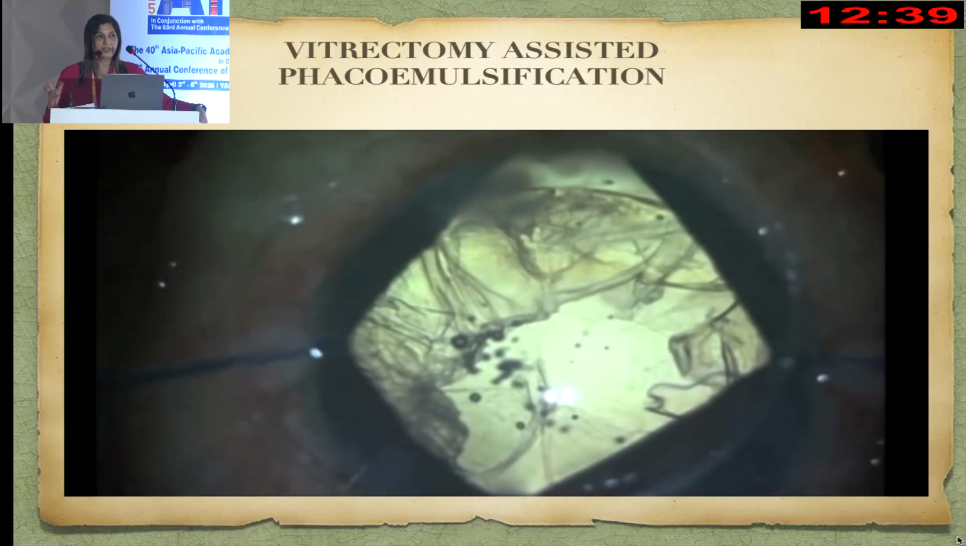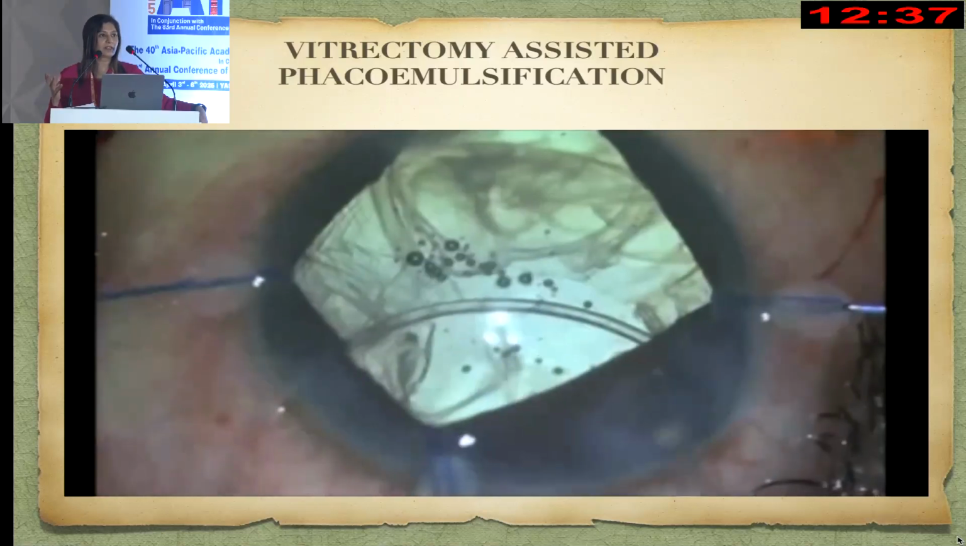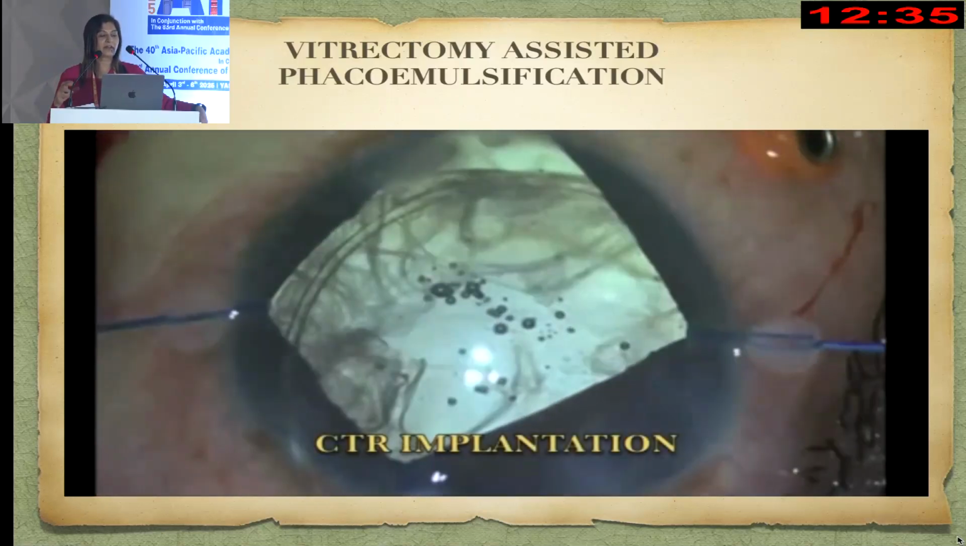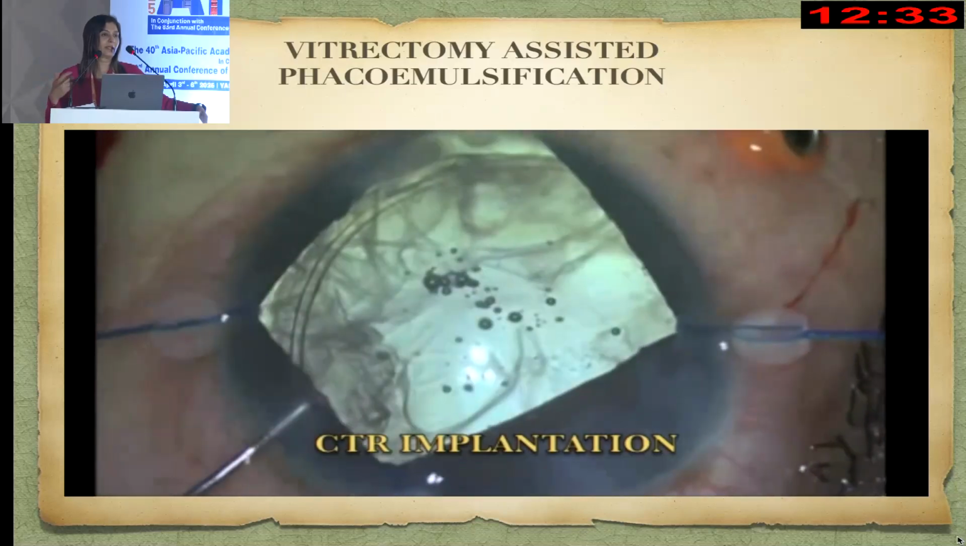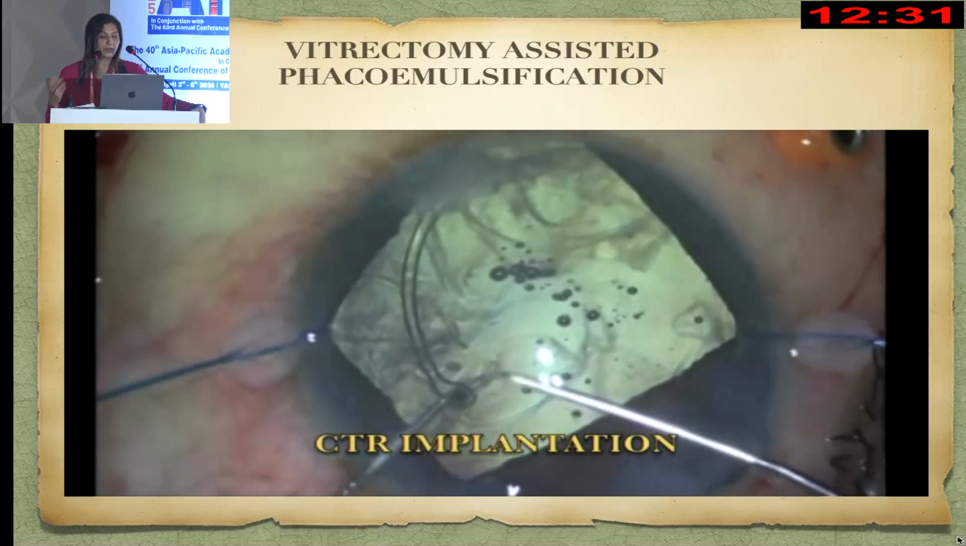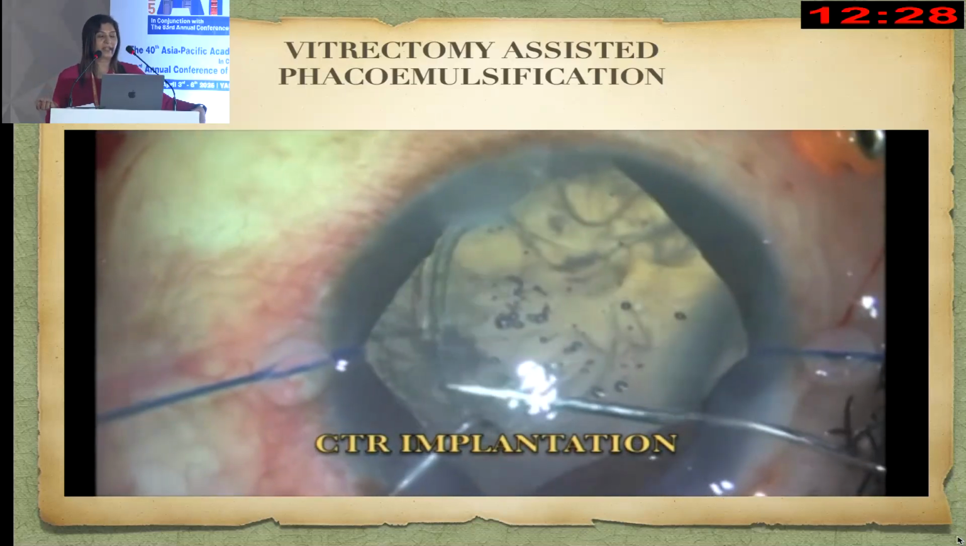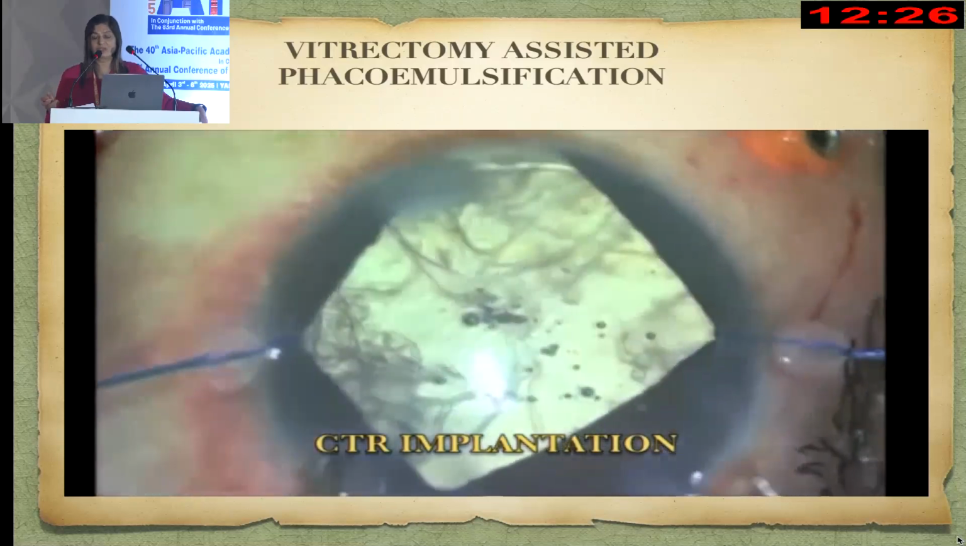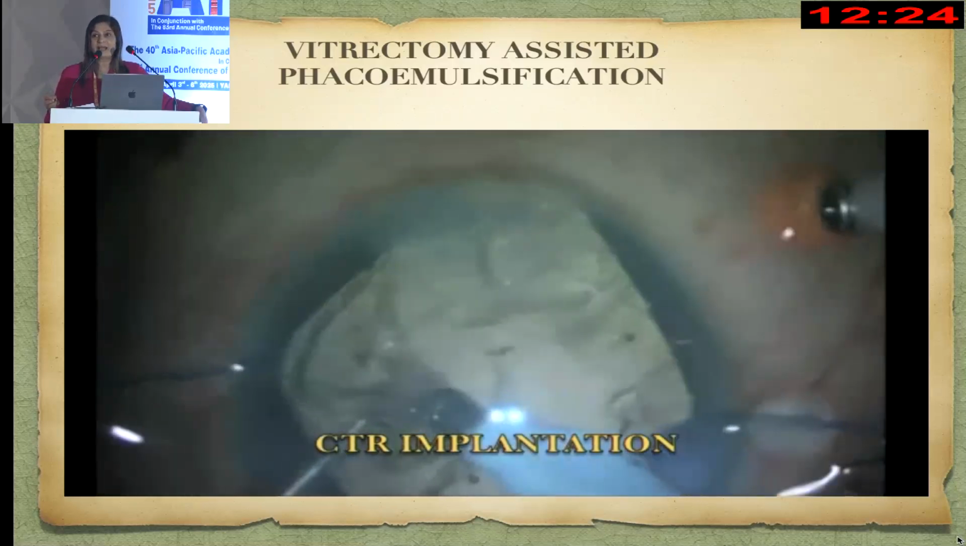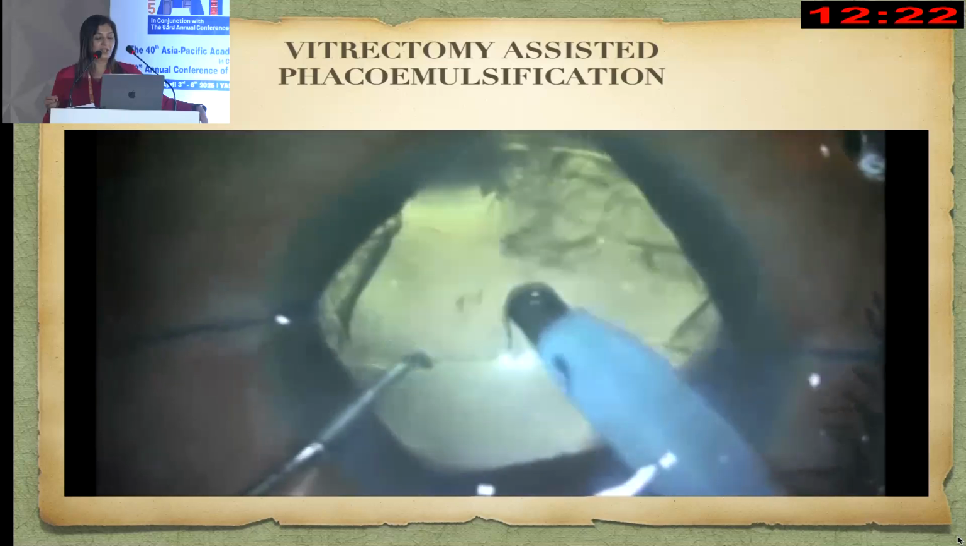Now this procedure can be repeated as many times. It depends upon the length of the surgery and the density of the cataract, and maybe you might just need it once, or you might need it even twice or thrice. You can do it as many times as you feel it is necessary during the surgery. And then you can just stabilize this capsular bag with the CTR being placed.